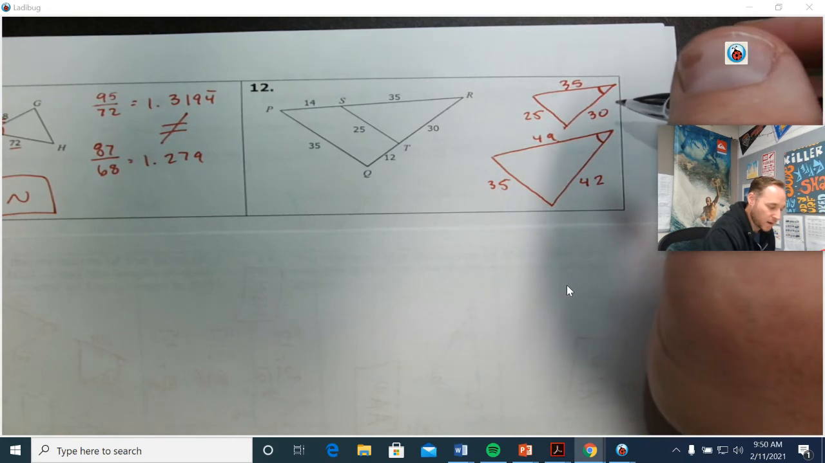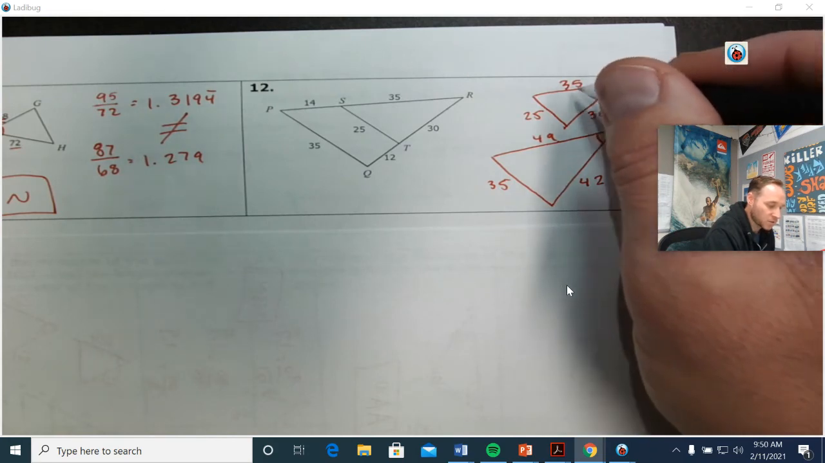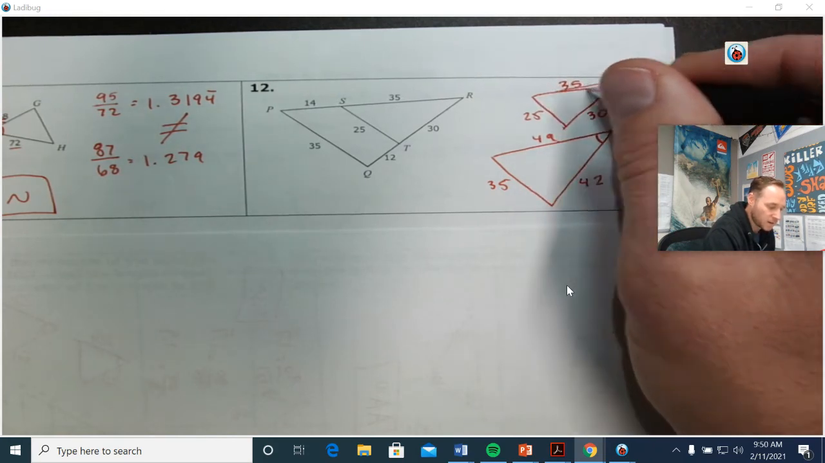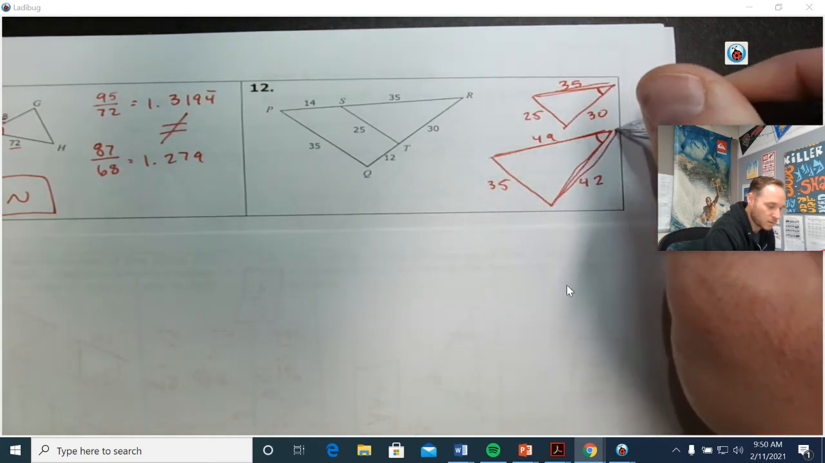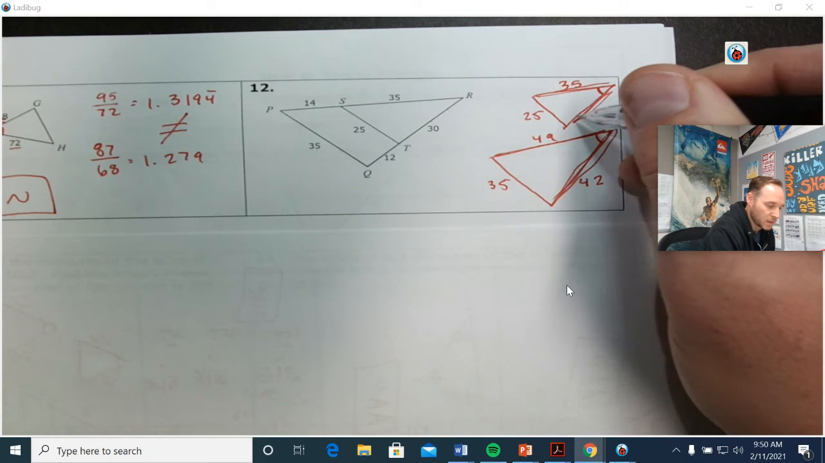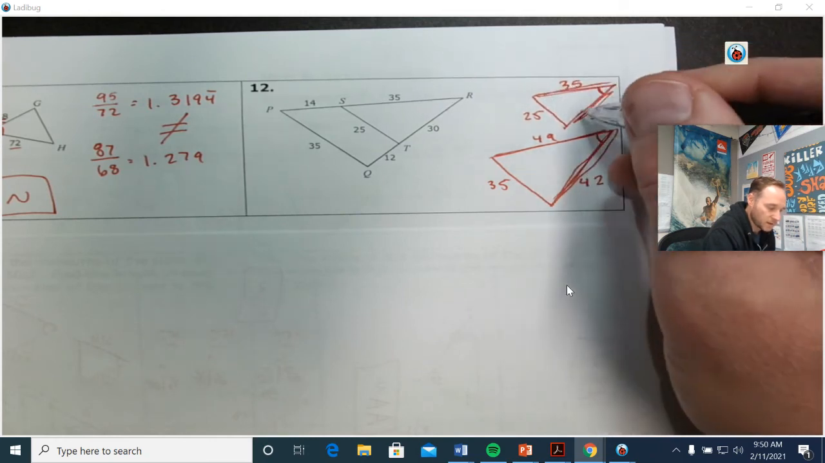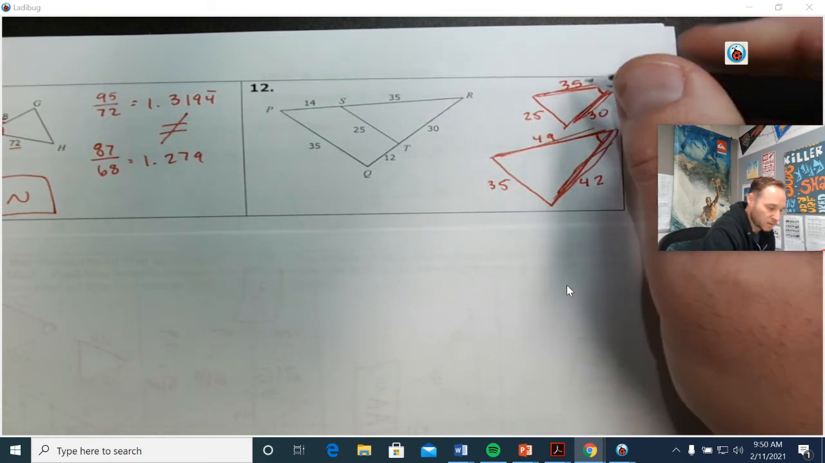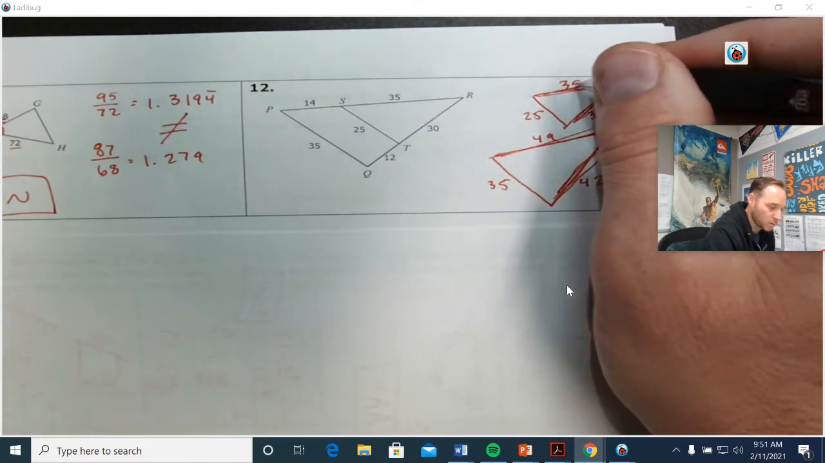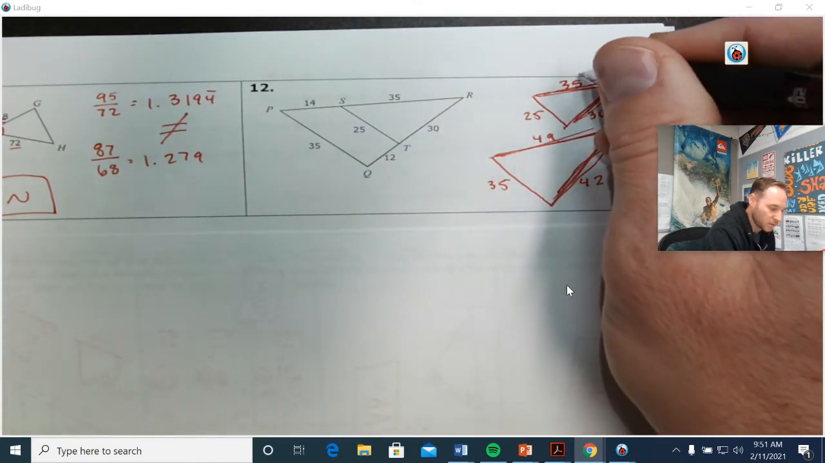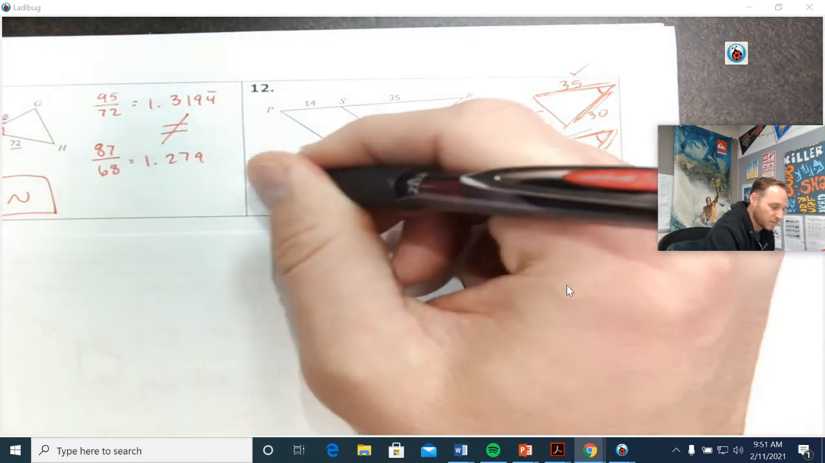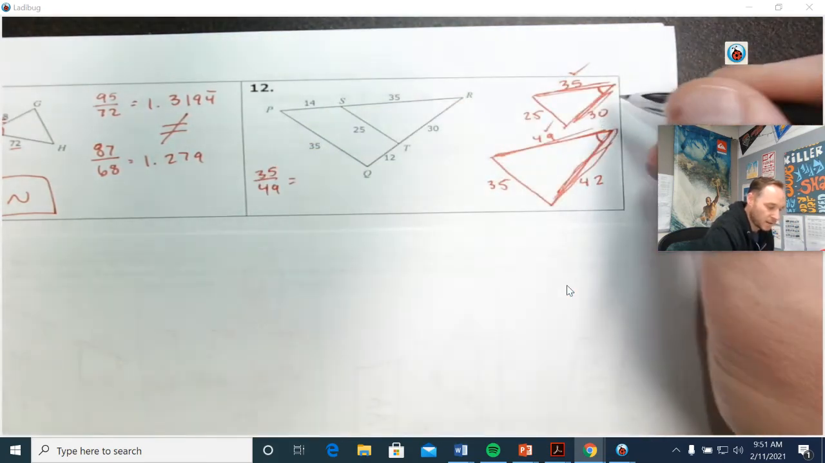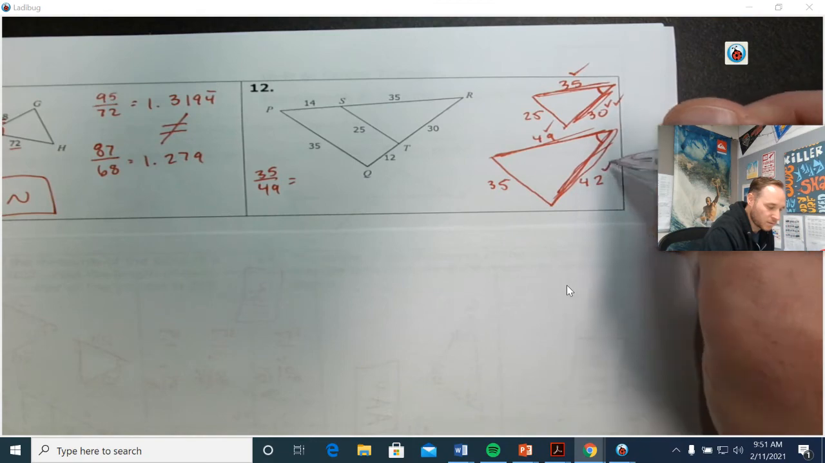And let's compare. We have to compare the two sides. If we're going to do side, angle, side, we have to compare the two sides that are creating this angle, because the angle has to be between them. So let's see. We're going to do this side over this side, and this side. So 35, we'll do the smaller one over the larger one. So 35 is the side there over 49. 35 over 49. And then 30 over 42.